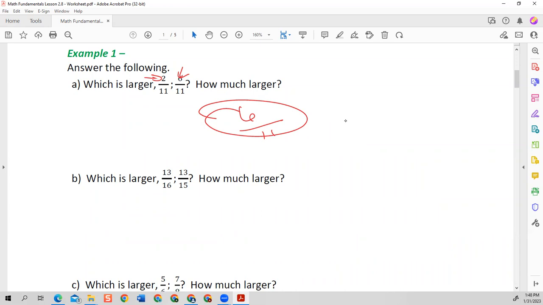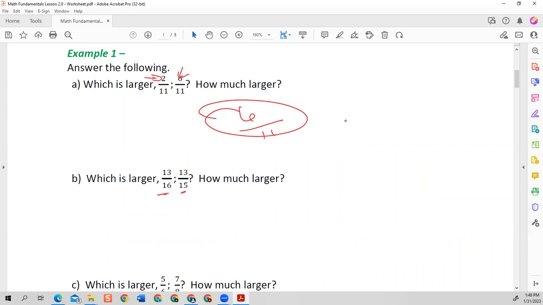However, if you look at B, the denominator here is 16 and the denominator here is 15. So the wholes are different versus the parts. Sometimes it's obvious to determine which fraction is larger versus the other one, but it's not always that way.